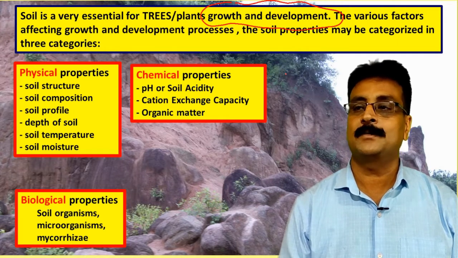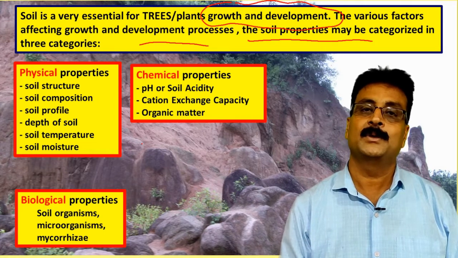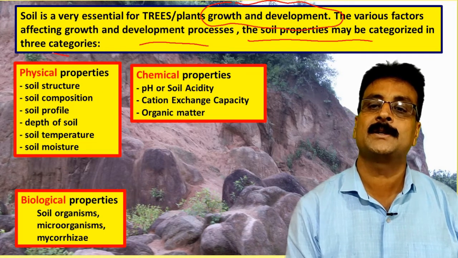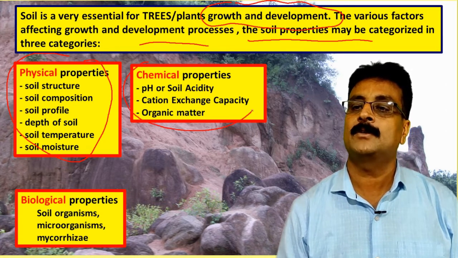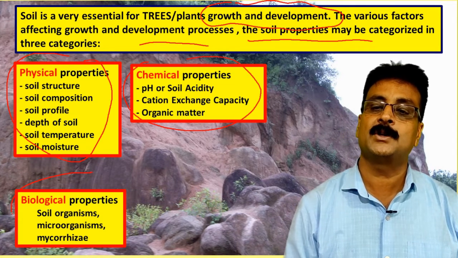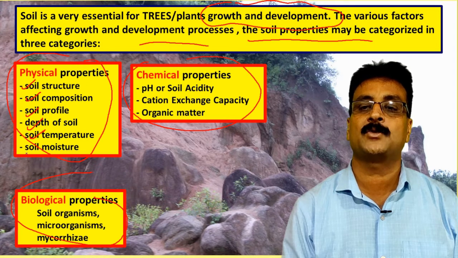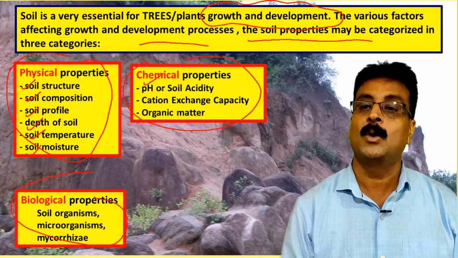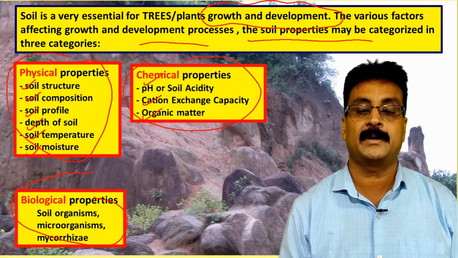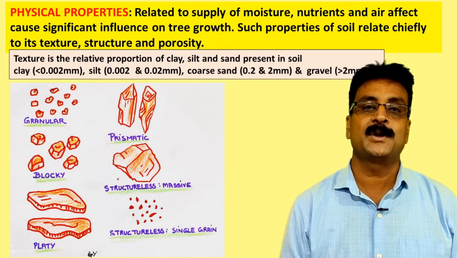So the various factors affecting the development process, the soil properties, can be categorized into 3 things. One, we'll discuss the physical property of the soil. Second, the chemical property of the soil. And third, the biological property of the soil. First is physical, where we'll have soil structure, soil composition, soil profile, depth of the soil, soil temperature, soil moisture. Chemical will include soil acidity, pH, high or low, then cation exchange capacity, soil organic matter. And biological properties have soil organisms, microorganisms, and so on. First is the physical property.